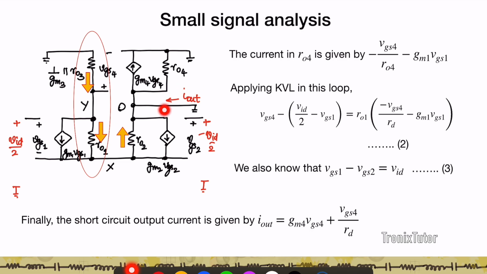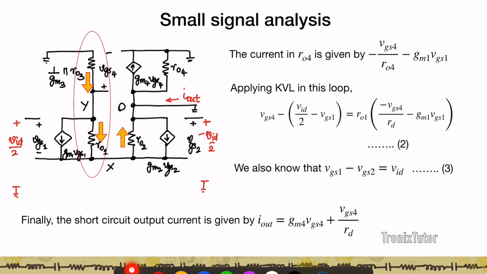Finally, remember, we're doing all this analysis to calculate the value of I out. And this value of I out is nothing but GM4 VGS4, that is the current flowing from this node to this AC ground, plus VGS4 by RD, which is the current flowing through this path all the way here. So this total I out can be thought of as GM4 VGS4 plus the entire current flowing through this path, which can be shorthanded to VGS4 by RD. So again, you have an I out which is a function of VGS4. So if I express VGS4 in terms of VID, then I have solved the circuit.